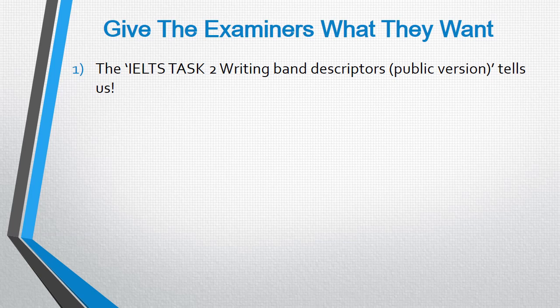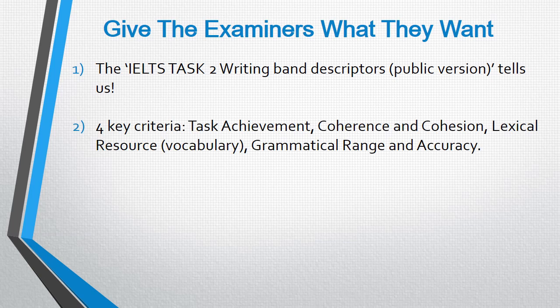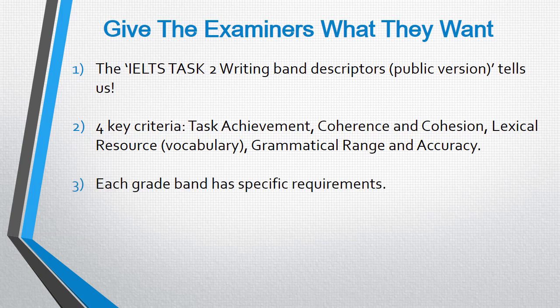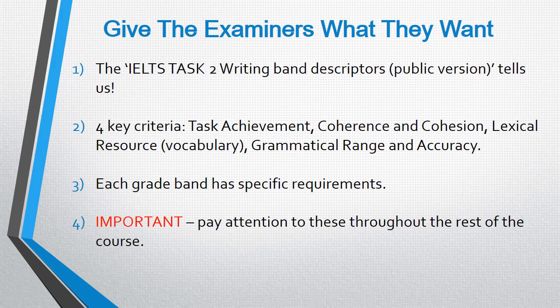These bands are then broken down into 4 key criteria, and they are task achievement, coherence and cohesion, lexical resource, and grammatical range and accuracy. Each grade band has specific requirements for these 4 key criteria. We will be talking about these key criteria throughout the rest of the course, as the course is built around these. So anytime you hear any of those key criteria, it's important that you pay attention to these closely.